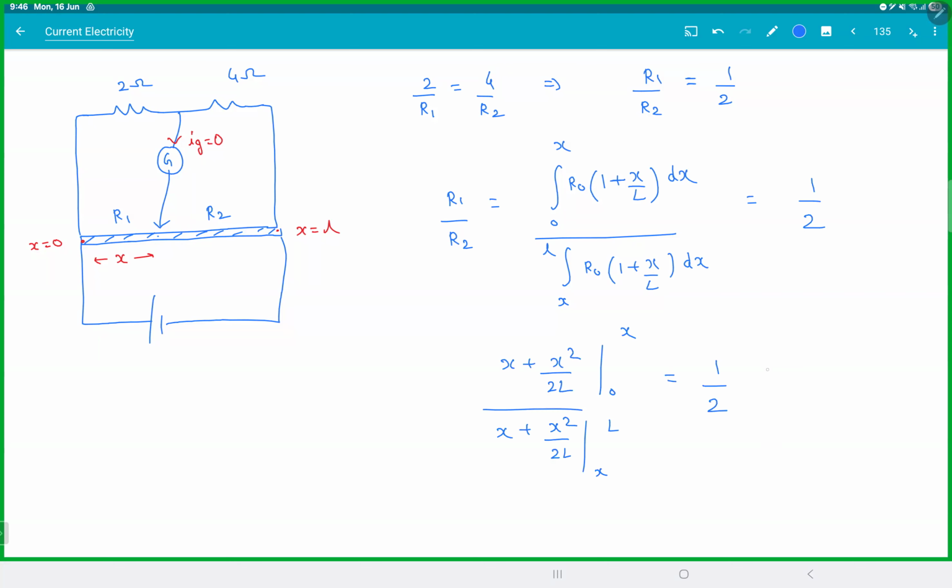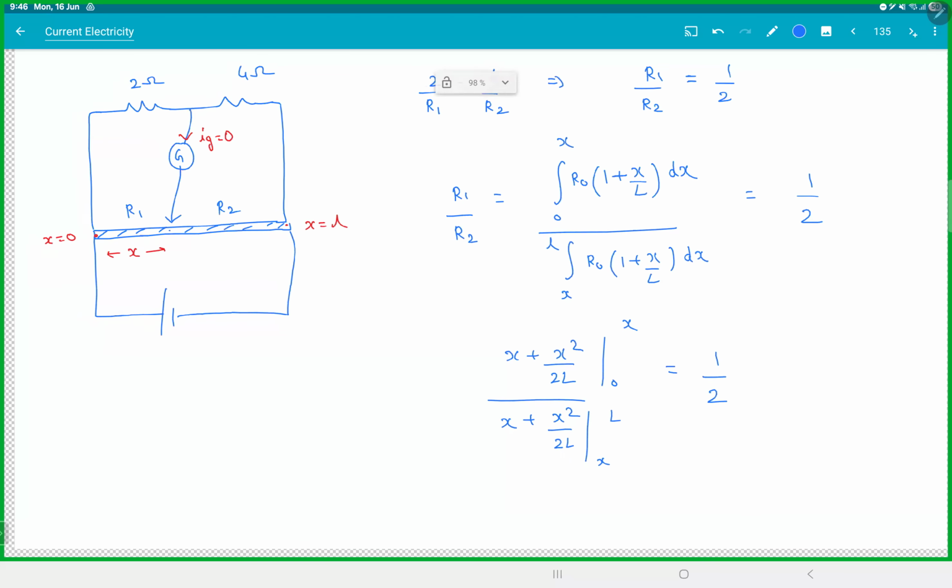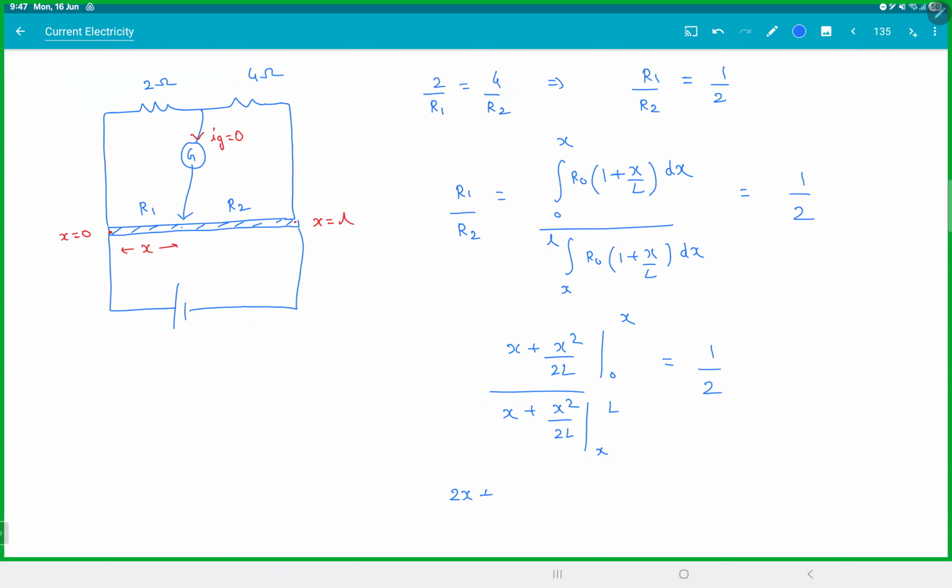Cross multiply. That would be 2x plus x square by L. This would be L plus L square by 2L minus x plus x square by 2L. Shifted to this side, you get a quadratic. 3x square by 2L plus 3x minus 3L by 2 is equal to 0. 3 goes off.